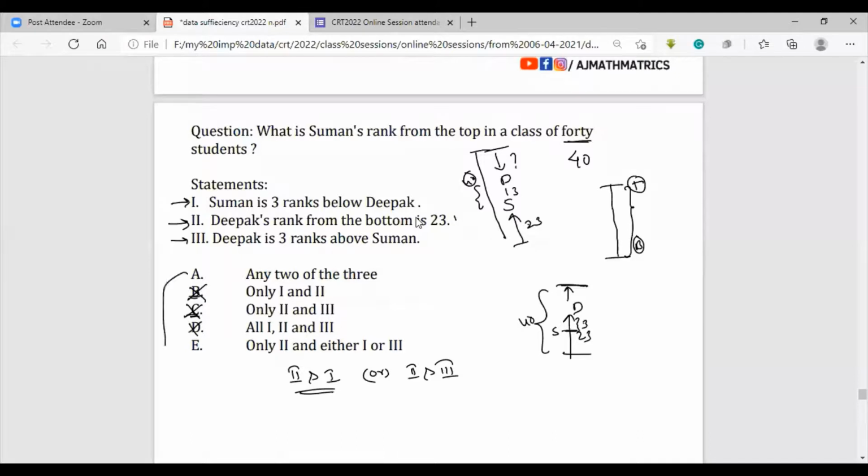Now what's the difference between A and E? How do you decide whether the answer is A or E? How do you decide, guys? The option is A or E. You have to tell me.